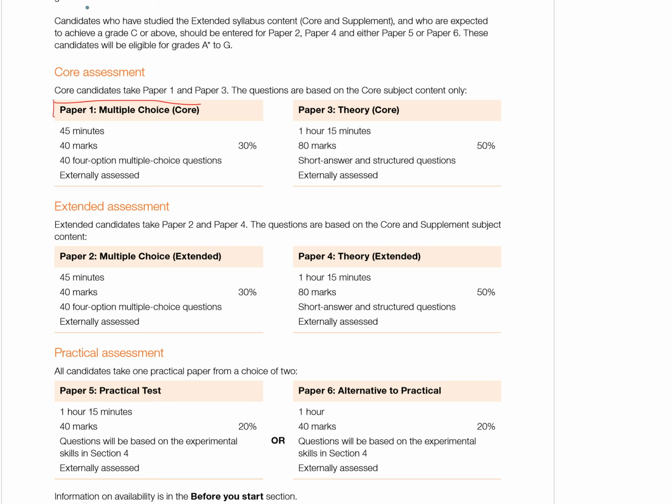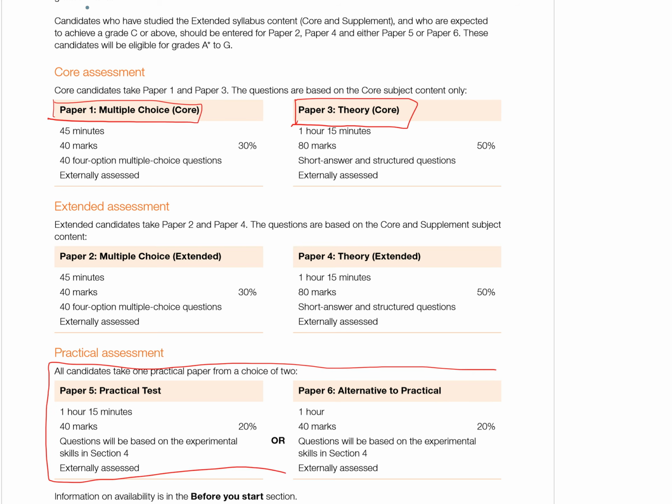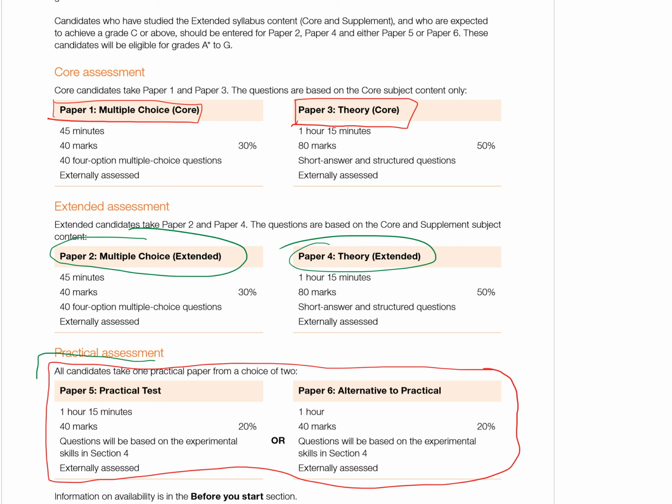See, paper 1 core, then paper 3 core, right? Then this one, the practical assessment, either paper 5 or paper 6. One of the exams you have to write when you are appearing as a core student. But if you are appearing as an extended student, then this one is paper 2 for you, paper 4 for you, and again one of the components you have to choose from here, either paper 5 or paper 6, and the weightage is also mentioned here.